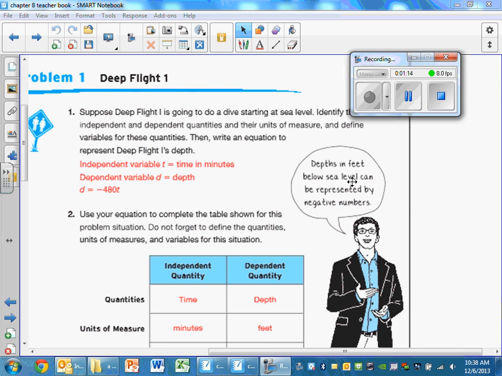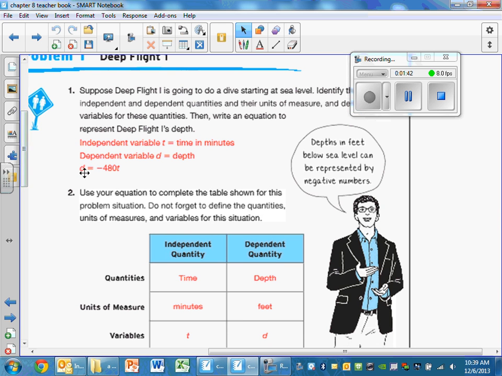All right, so the quantities here are time and depth. So we have time here under independent, we have depth here under dependent, and then the time is in minutes, that's the unit of measure, and then the depth is in feet. So up here when it was saying make sure you write their units of measure, we did time in minutes and depth, or you could say depth in feet, it doesn't matter. So then we have time, minutes, depth, feet. And then the variables, we define those up here, T and D. If you use something else, that's okay.